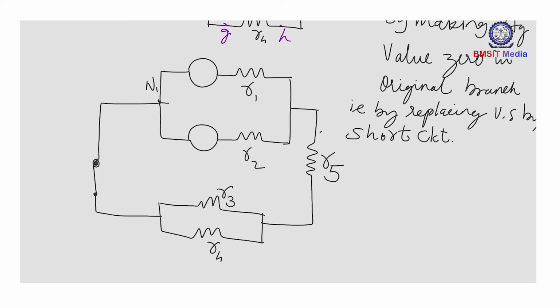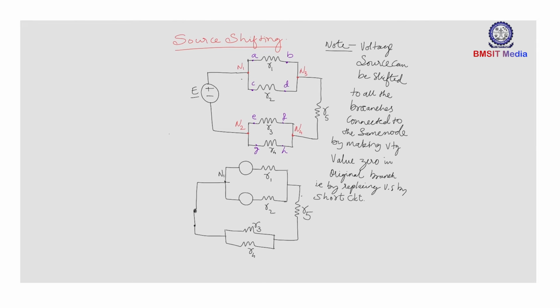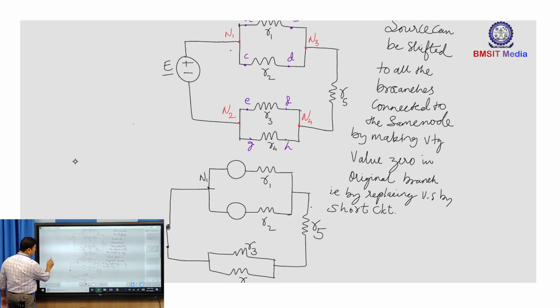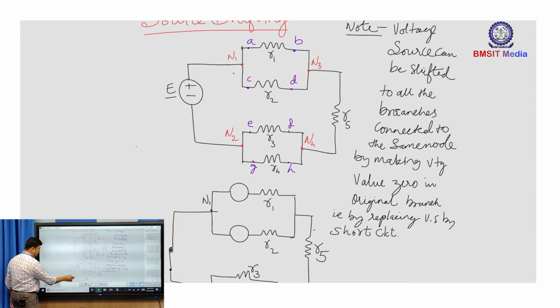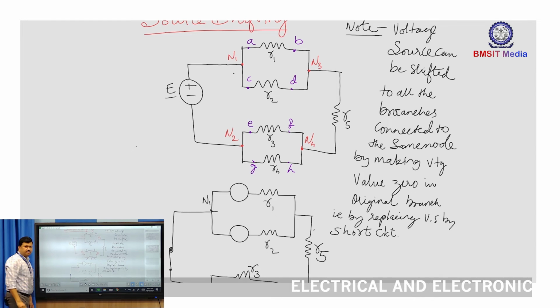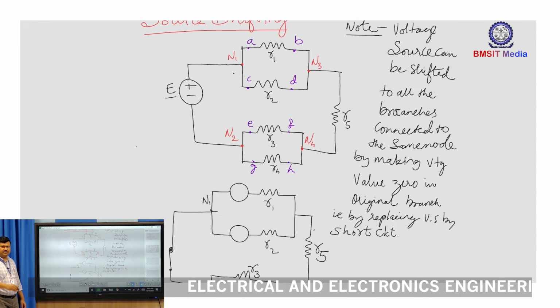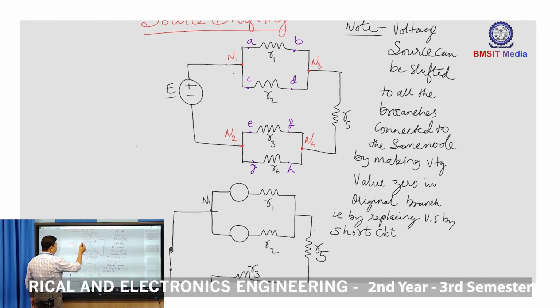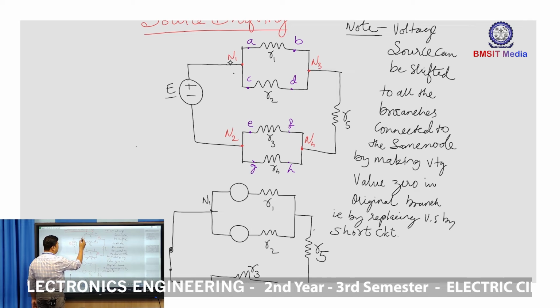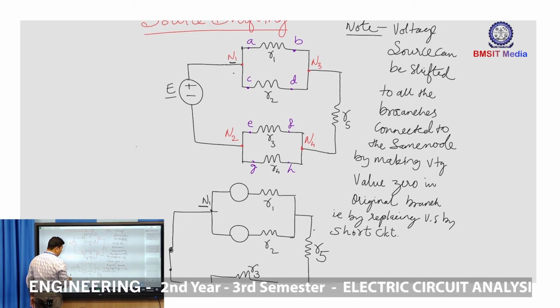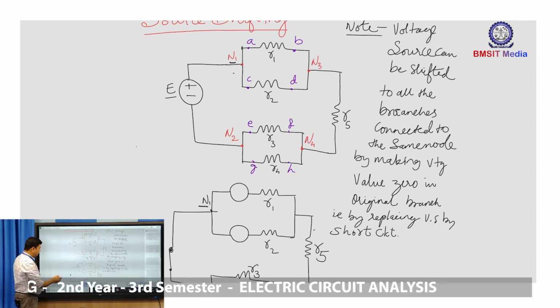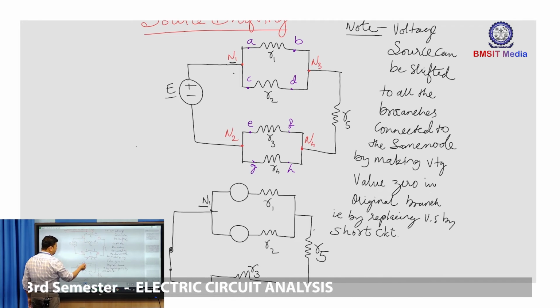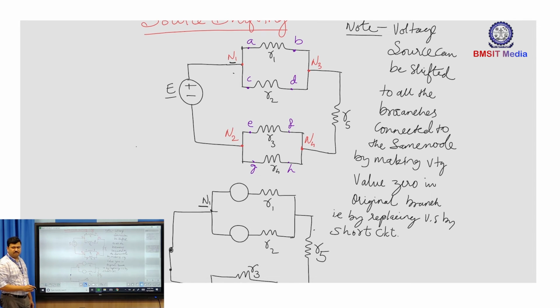When I compare the two circuits, the original branch is now replaced by a short circuit. So you can see a short circuit here, and this voltage source E is pushed beyond the node in all the branches connected. There are two branches connected to this node N1. Therefore I have pushed the voltage source into both the branches connected to this node N1.